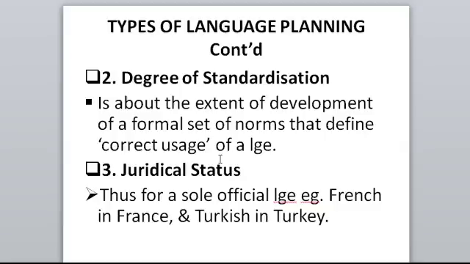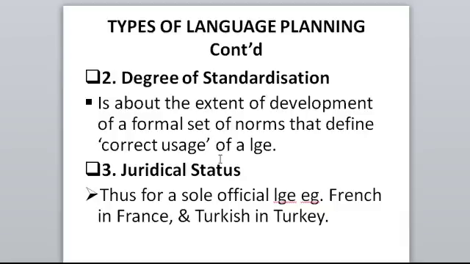Then we have the third one, which is juridical status. Juridical status has something to do with the law, has something to do with acceptance by the law. Therefore, a sole official language has to be authenticated and be given an okay by law, that is by the Constitution, to say this is the language for this purpose, and that will designate its status.